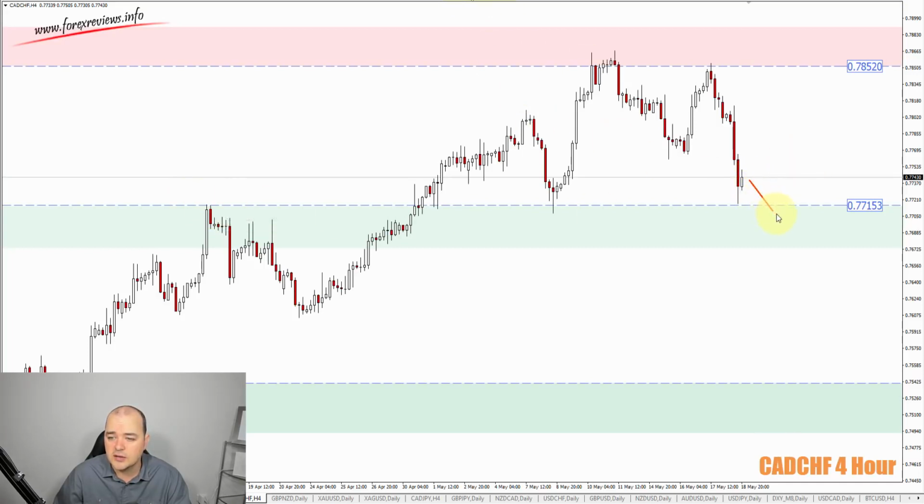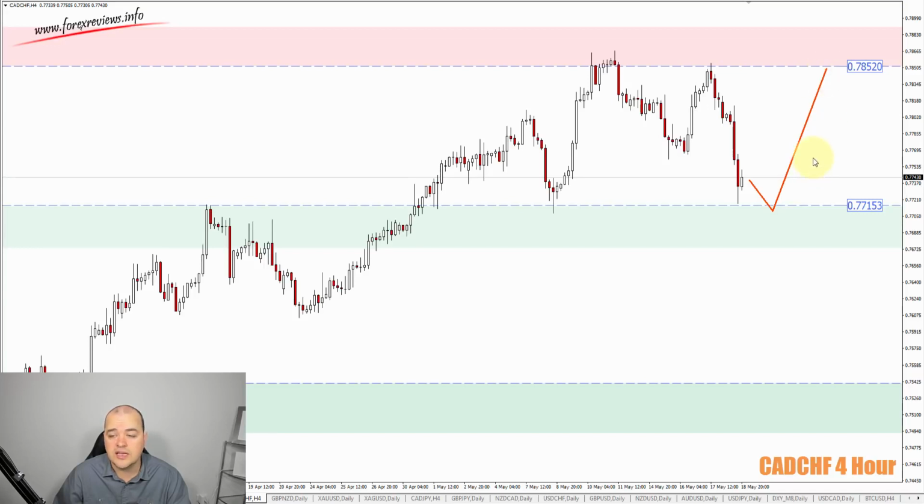This is an area on this market where I'm just looking for bullish evidence. And if I see that right bullish evidence in this area, then potentially looking for a move all the way up to the 78.52 zone area to the upside.